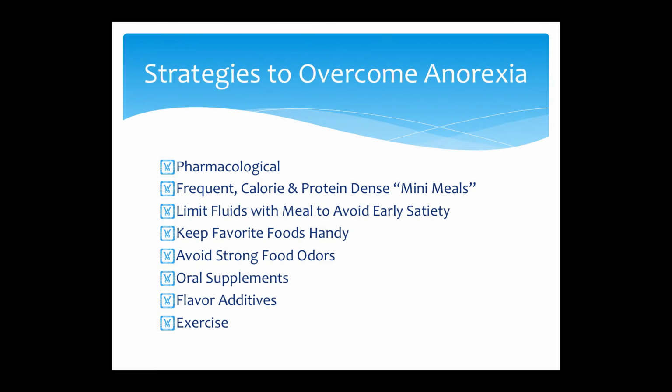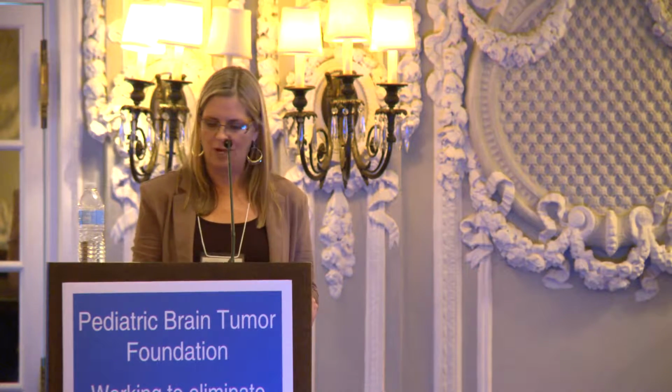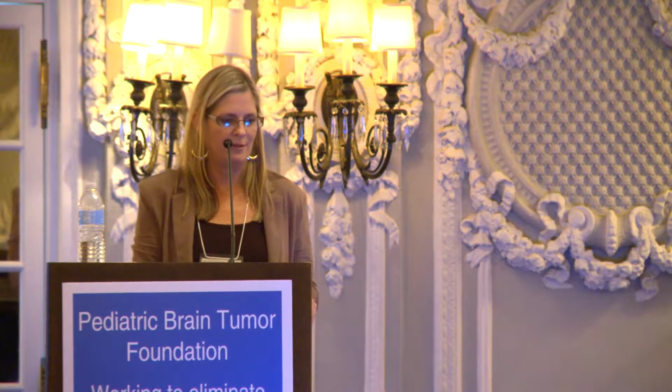And then anorexia seems to be one of the problems that can continue throughout the trajectory of the treatment. So we try to encourage little mini meals, try to make them count with protein, peanut butter, cheese, those sorts of things that don't have that high aroma. Limit fluids with the meals, kind of the same thing as with the diarrhea. Avoid strong food odors, try oral supplements. Try to get creative with homemade remedies and flavor additives. Exercising can also help burn some energy, so then you will feel like eating.